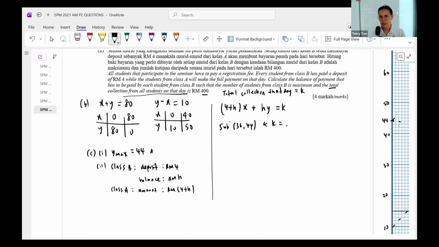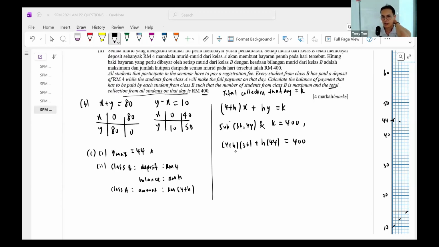And what's your K? 400. Sorry, my Y also looks ugly. Y is 44. So 4 plus H times 36, plus H times 44. The result is 400. Yeah, it should be equal to 400 because your total collection that day is 400. So it must be equal to 400.